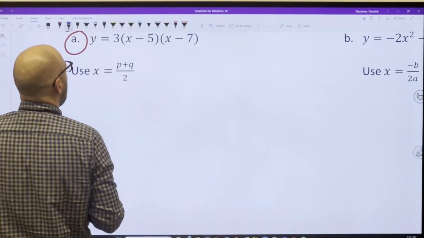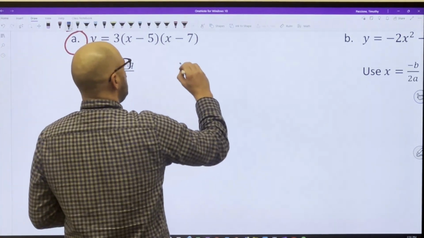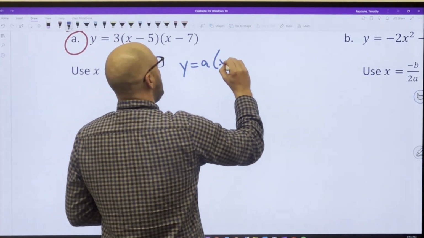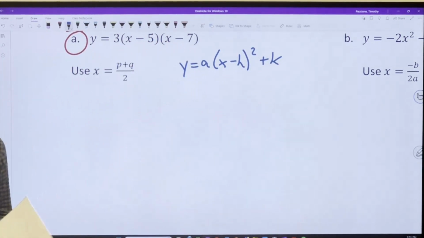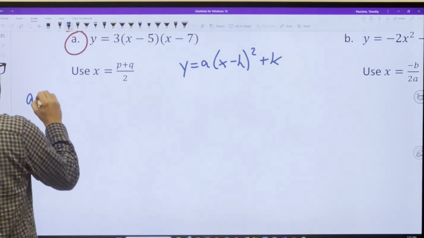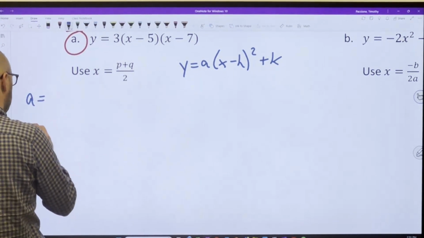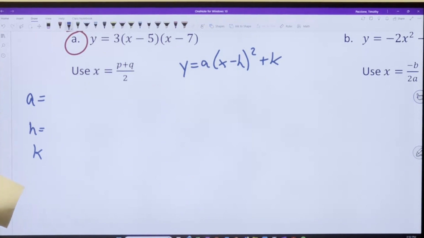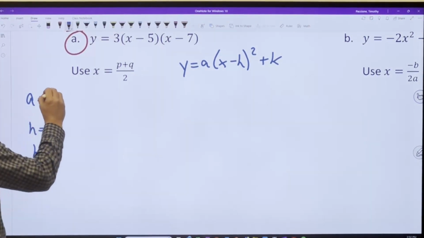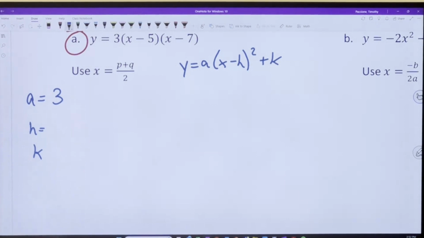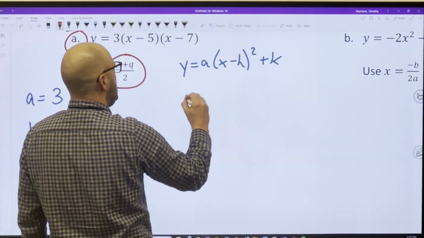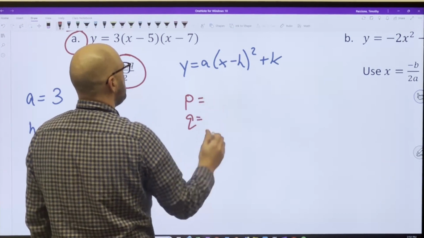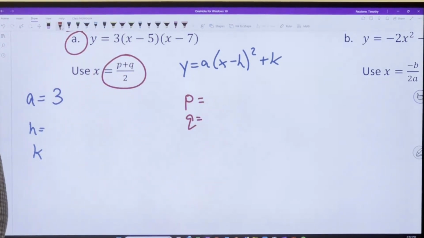I get it. All right, so first we're going to try to just plug in the pieces for a(x minus h) squared plus k, right? So we need our a, our h, and our k. Our a is always given in the original. What is it? 3, right? It's always in that first one. And then our h and our k are our vertex, right? So we need to find our vertex. In order to do that, we need to know our p and our q from the equation. What's my p and what's my q? 5 and 7.